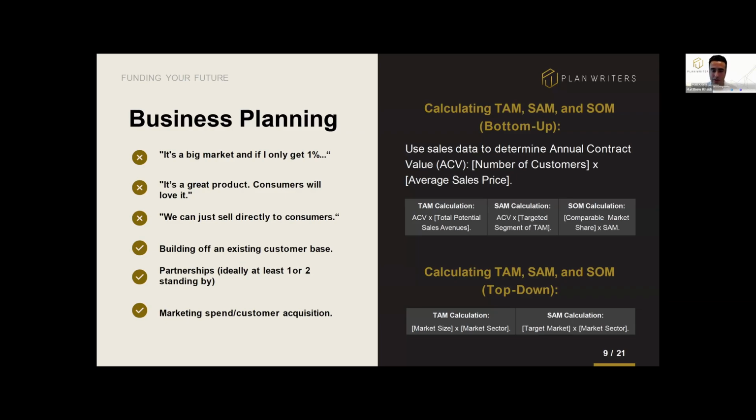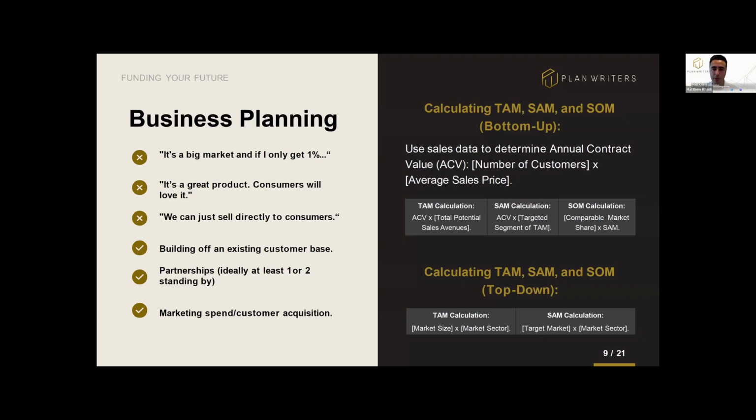So what is market sizing? How do we prepare this research? First off, I'll tell you there's 2 approaches. There is something called a bottom-up approach and a top-down approach, okay? What we really want to lead with is something called a bottom-up approach, okay?